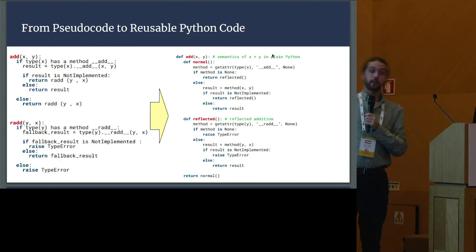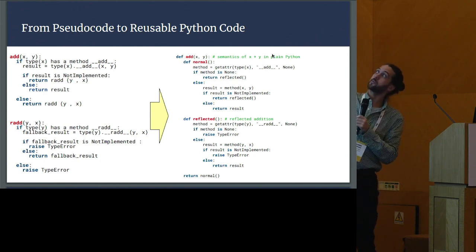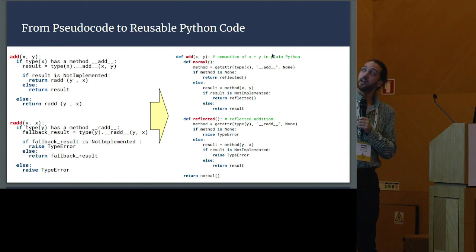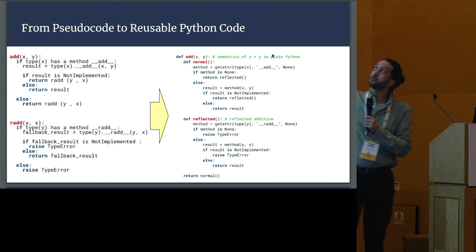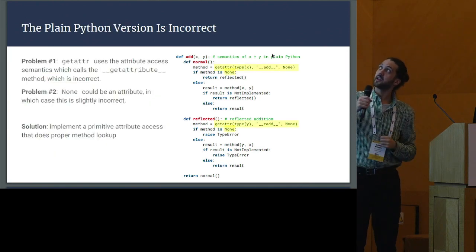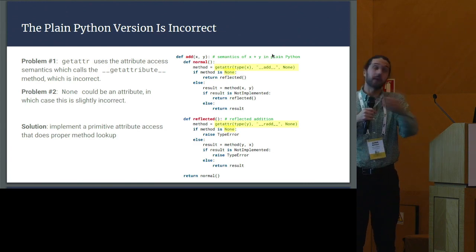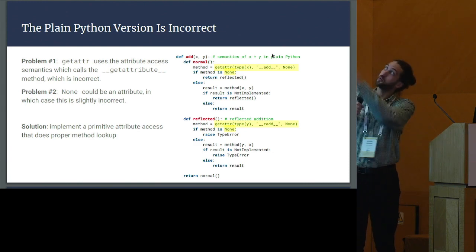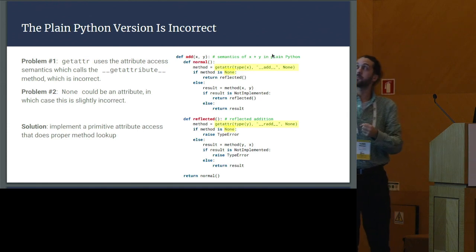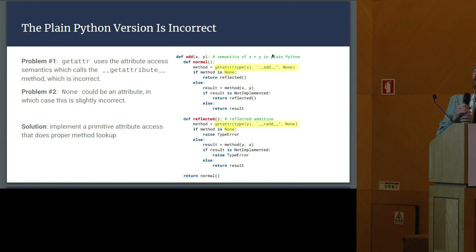So we define a Python function which is called add, and it has 2 branches. On the left you have the add pseudocode which corresponds to the normal nested function, and the radd corresponds to the reflected. And the trick here is to use the built-in function getattr in Python, which looks for an attribute or a method on an object, which here is the type of X, for example, and can take a default value which will be returned if it is not found.